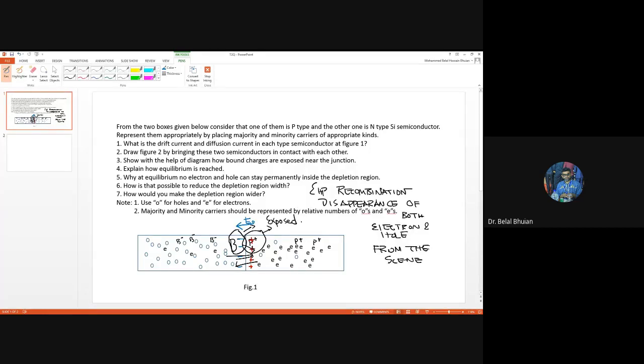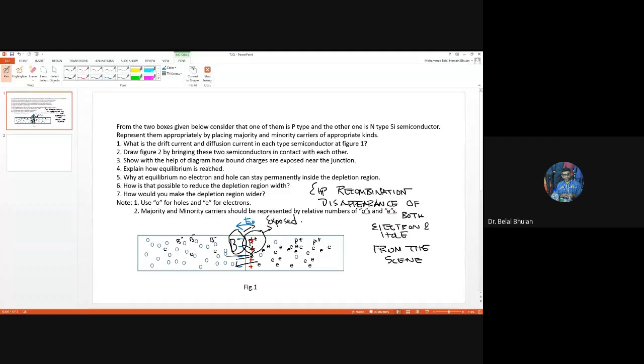That was question number 3: show with the help of a diagram how bound charges are exposed near the junction. This is how the bound charges are exposed. That means the boron ion on the p side and the phosphorus ion on the n side are exposed.